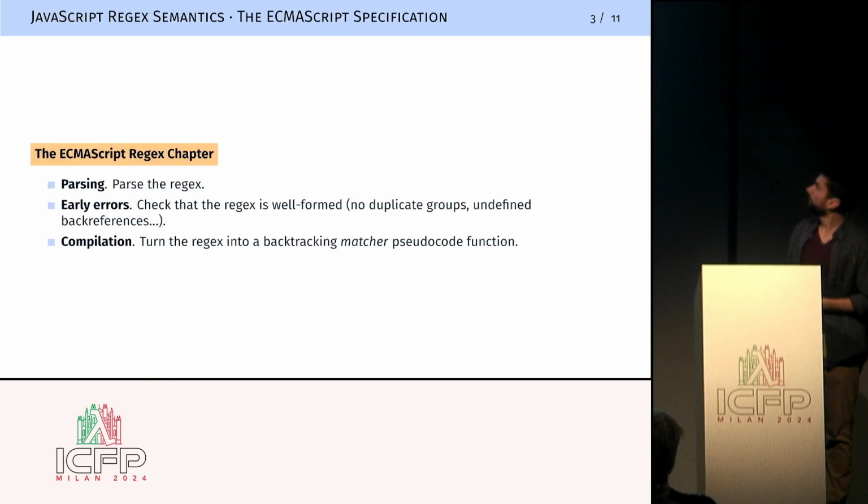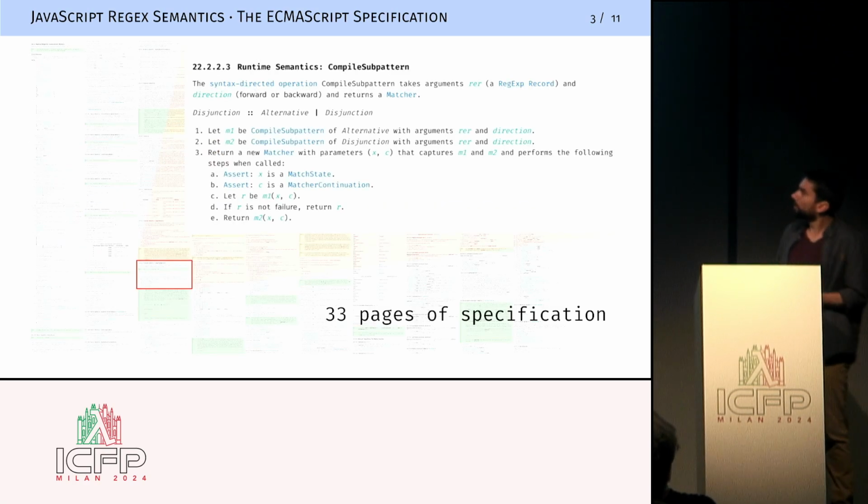Now, speaking of the ECMAScript specification, as I've said, it's a big pseudocode chapter describing the semantics of the regex, and it does so in a few stages. First, it tells you how to parse a regex, and then how to check that a regex is well-formed. And finally, and this is the biggest part, it tells you in pseudocode how to generate a pseudocode function that corresponds to your regex, and then when executed, will execute a backtracking algorithm that will tell you the result of your regex matching. So here is an example of what it looks like.